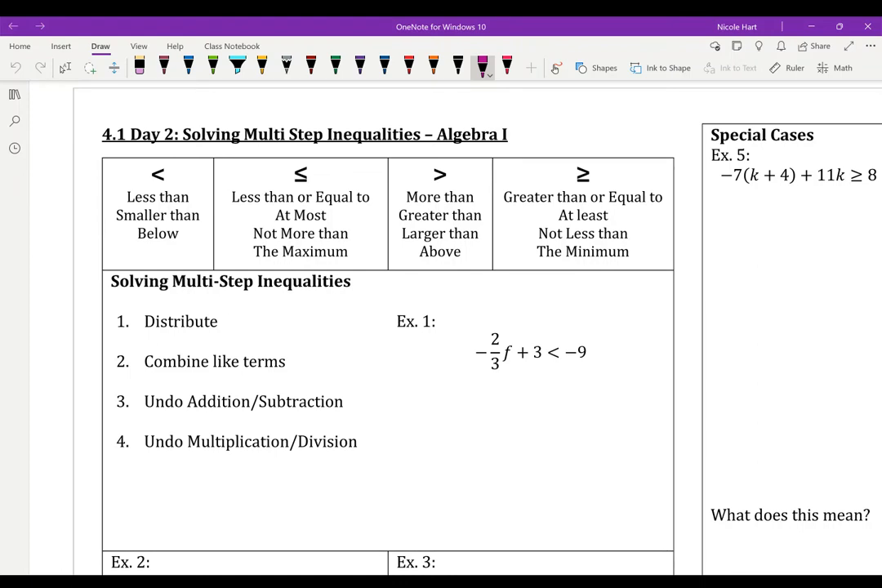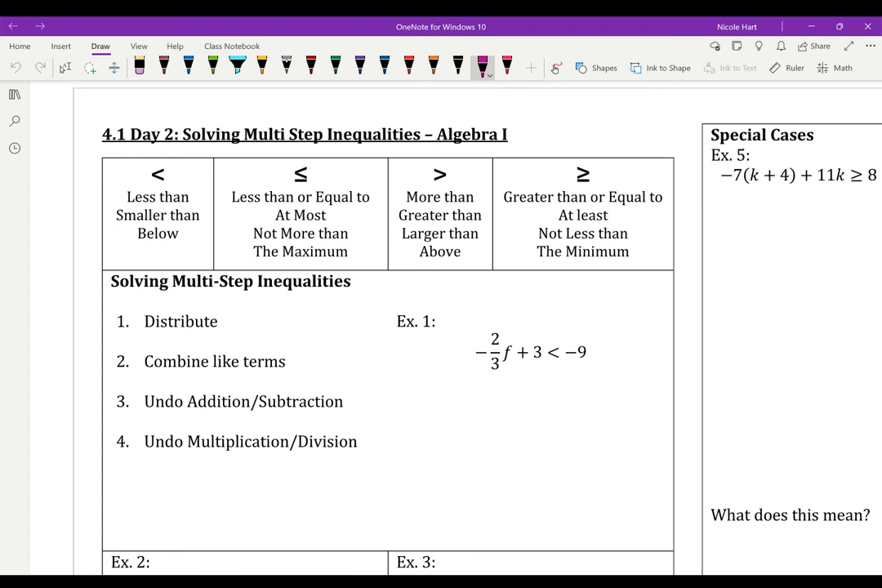Hello, everybody. We are going to be looking at solving our multi-step inequalities. This is stuff we've done before. We are just going to be adding that inequality piece to it. This is not brand new, taking what we talked about yesterday with solving inequalities and adding it to our ability to solve a multi-step equation.